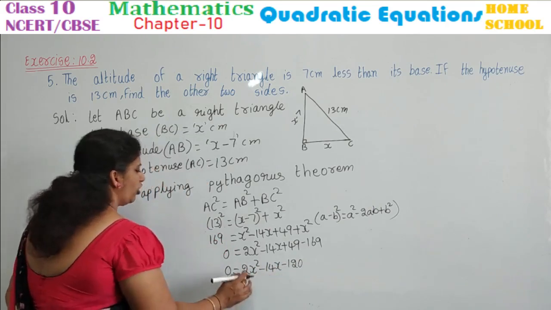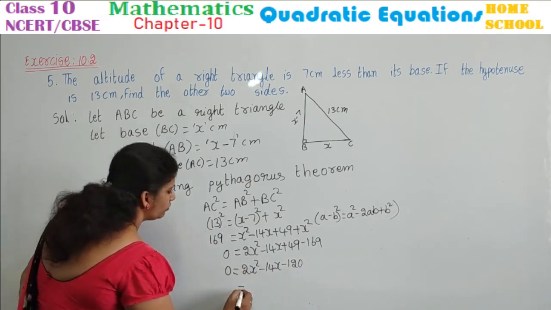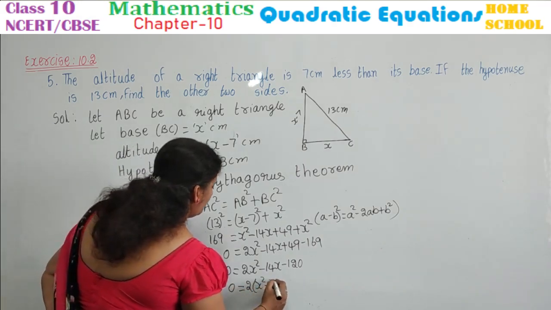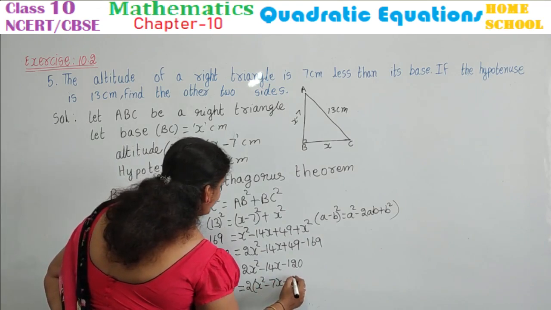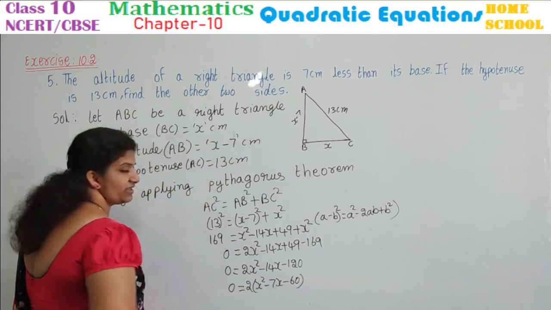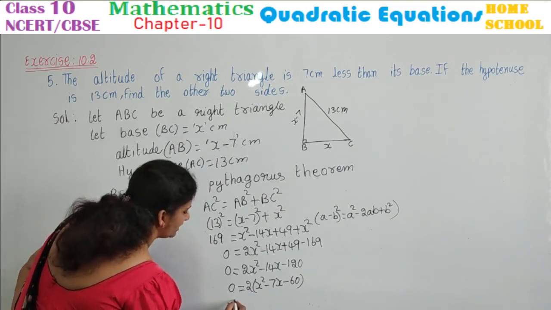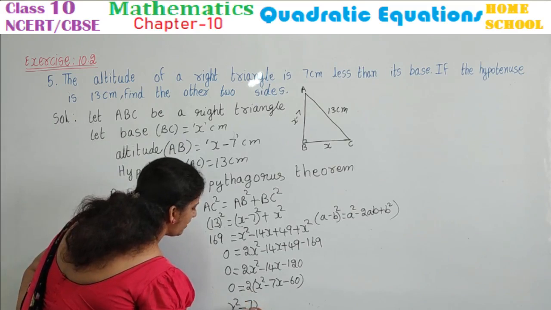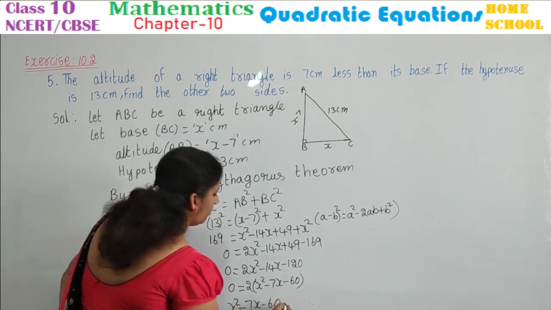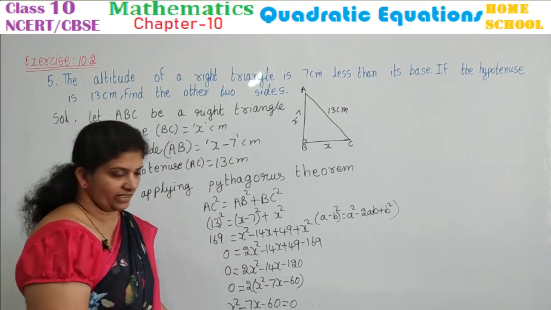Now is there anything common? Yes, I can take 2 common here. Take out 2 common: x square minus 7x minus 60. Now this 2 sent to the other side, 0 by anything will be 0. Now what you are left with at the end? X square minus 7x minus 60 equal to 0. Factorize this quadratic equation now.